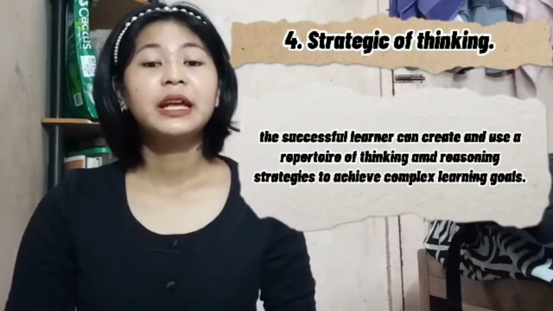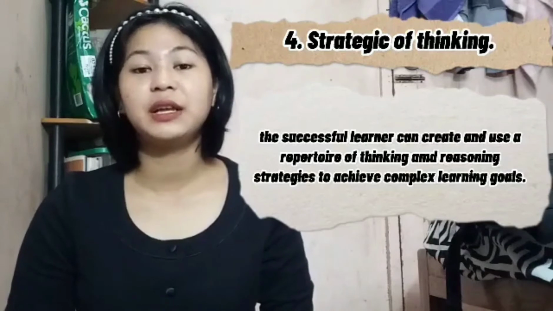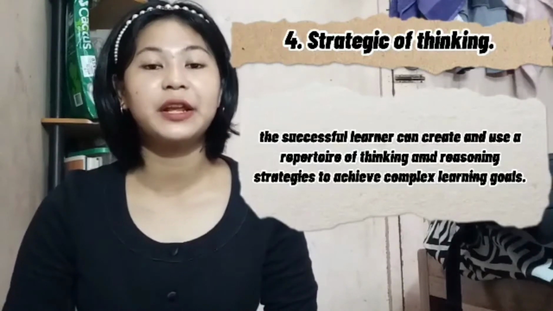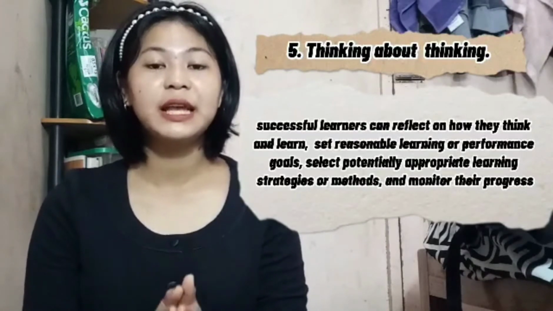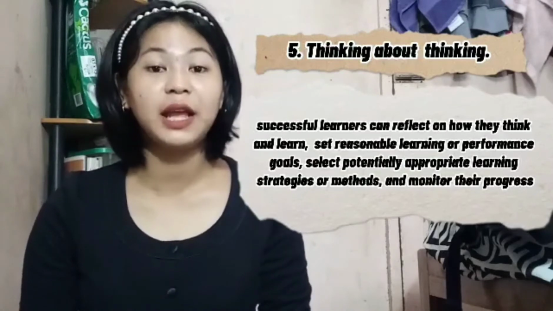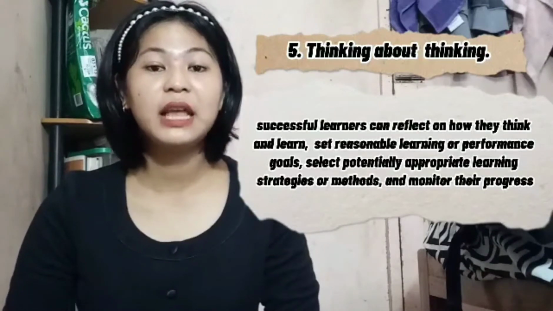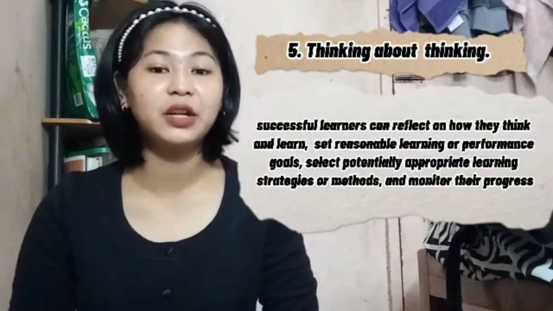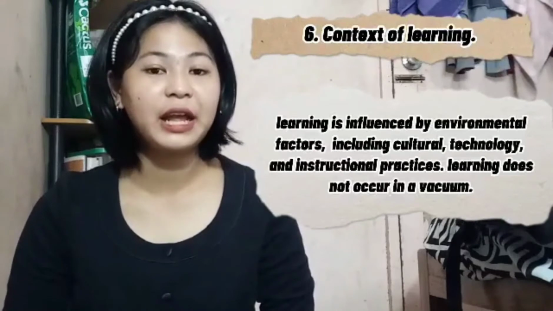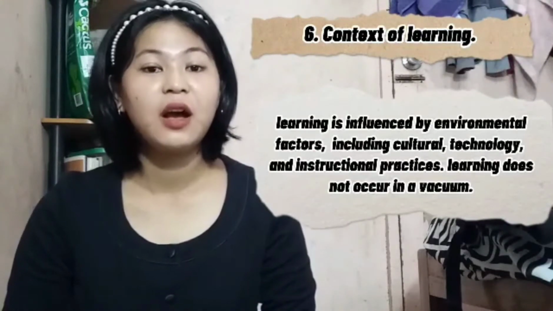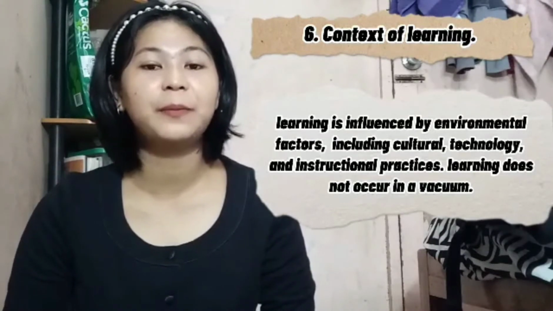The successful learner can create and use a repertoire of thinking and reasoning strategies to achieve complex learning goals. The fifth, thinking about thinking. Successful learners can reflect on how they think and learn, set reasonable learning or performance goals, select potentially appropriate learning strategies or methods, then monitor their progress toward these goals. The sixth, context of learning. Learning is influenced by environmental factors, including culture, technology, and instructional practices.